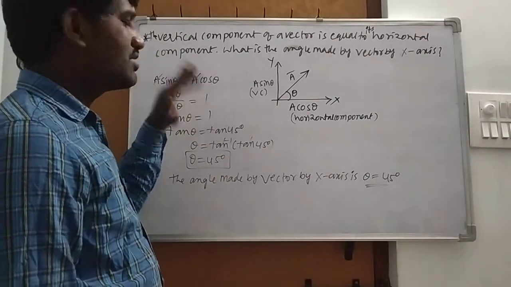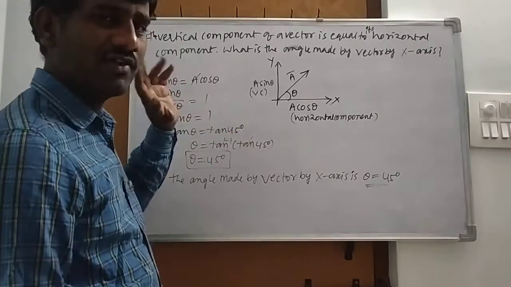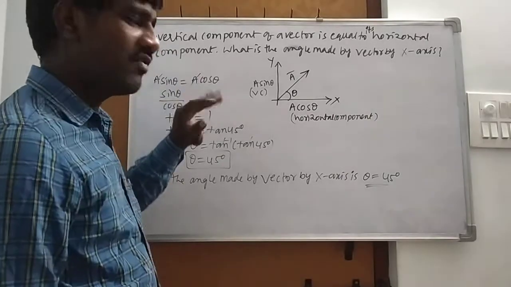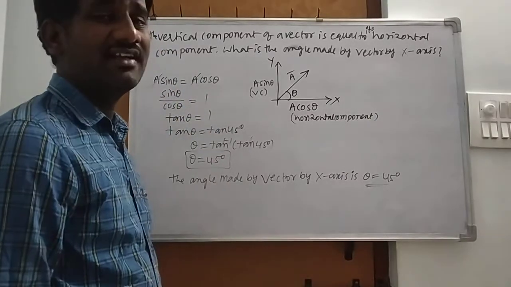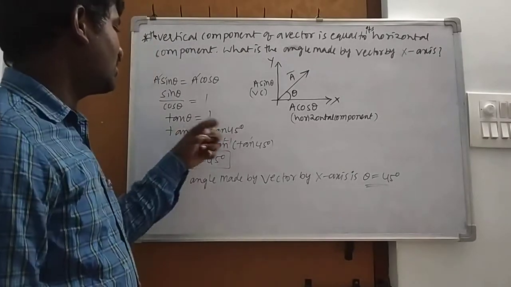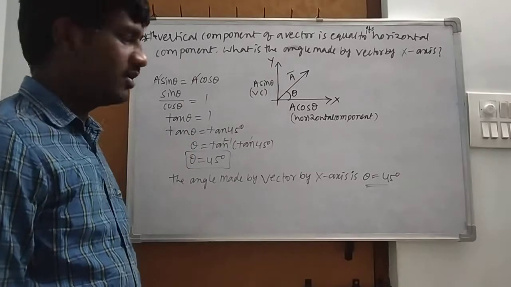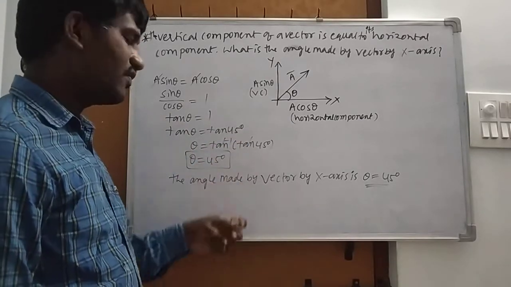Sin theta on both sides, dividing by cos theta, cos theta by cos theta becomes 1. Sin theta by cos theta is tan theta, which is equal to 1. What is 1 in terms of tan 45? So tan theta equals tan 45, so theta is tan inverse of tan 45. Tan inverse and tan cancel, theta is equal to 45, which is the answer.